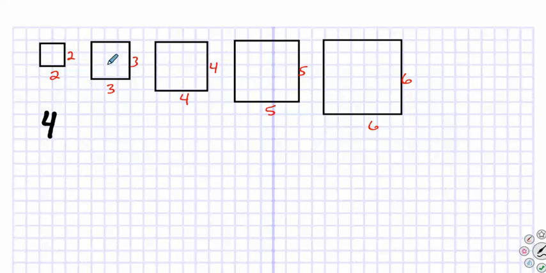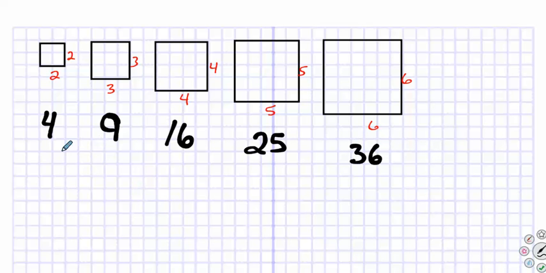3 by 3, that would be 9. So 9 is considered a perfect square. A 4 by 4 square, there's 16. That's a perfect square. 5 by 5 is 25. And 6 by 6 is 36. And you just keep going, because this would be 2 to the second power, that equals 4. 3 to the second power is 9.